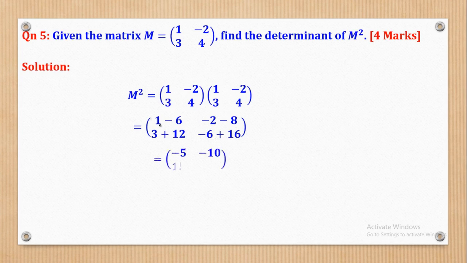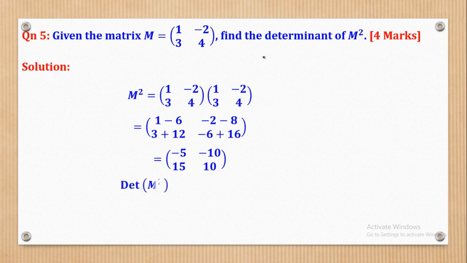So next is to simplify. 1 minus 6 gives me negative 5. Negative 2 minus 8 gives me negative 10. 3 plus 12 gives me 15. And negative 6 plus 16 gives me positive 10. So basically, I've got now the matrix of M squared.